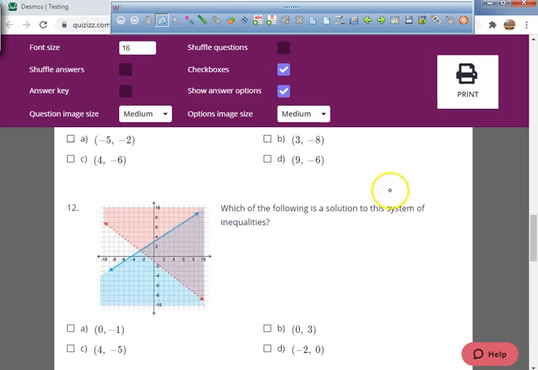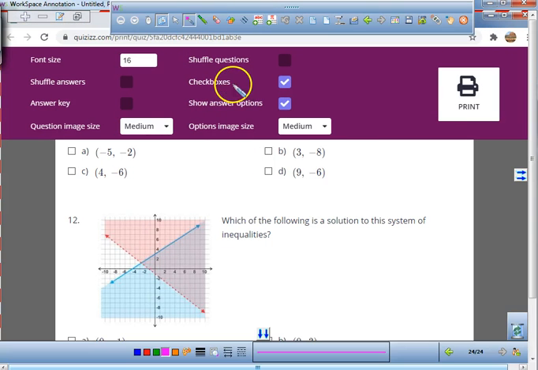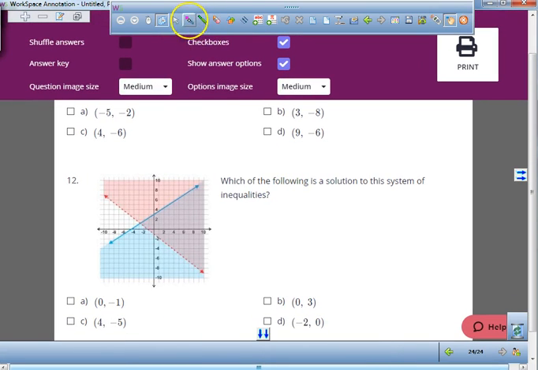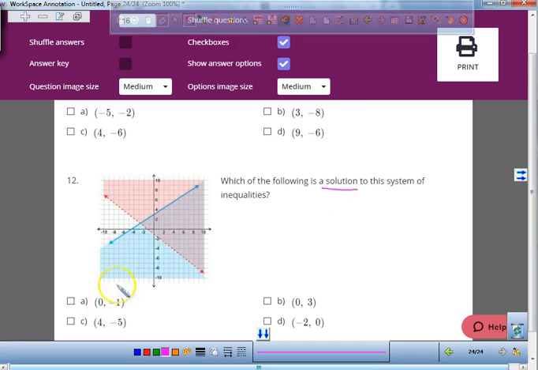It's kind of hard to see, but we'll do our best. So it says, which of the following is a solution? By the way, you don't have to draw this, just follow along. But watch this. This says 0, negative 1, right there. Is that a solution? Why? Because it's on the dotted line.